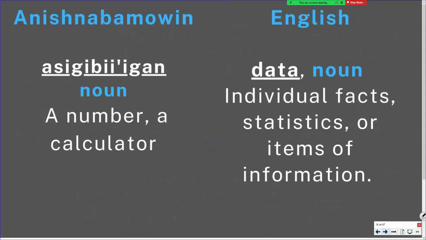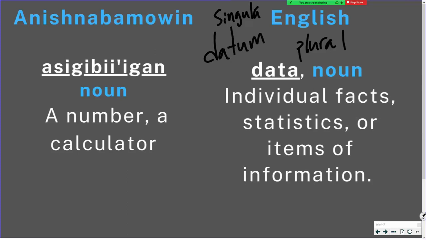So we've got two words of the day, one of them in Anishinaabemowin and one of them in English. And again, I hope I get the pronunciation right, Asige Bigan, which is a number, or it could also refer to a calculator. And of course, the English word is data, so they're not the same word, but they're similar. Data is individual facts, statistics, or items of information. So data is actually plural. It's a whole bunch of information. Datum is the singular version, right? So one piece of data is a datum.